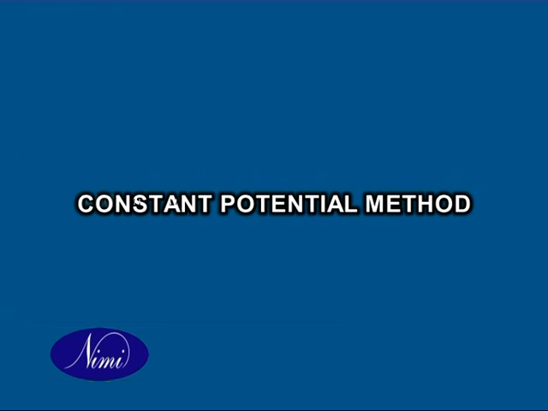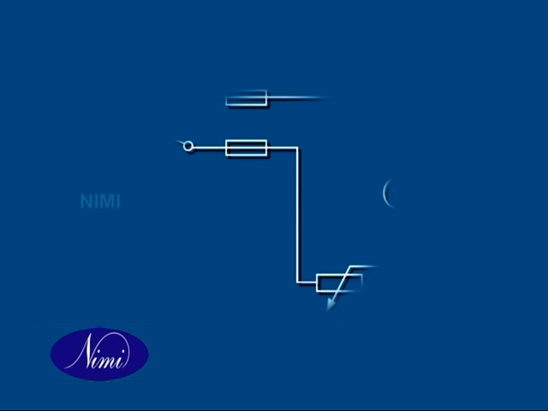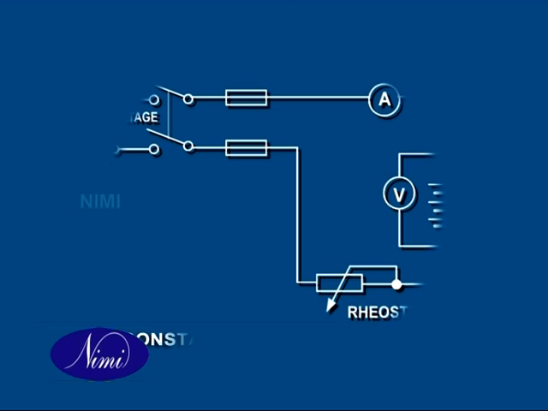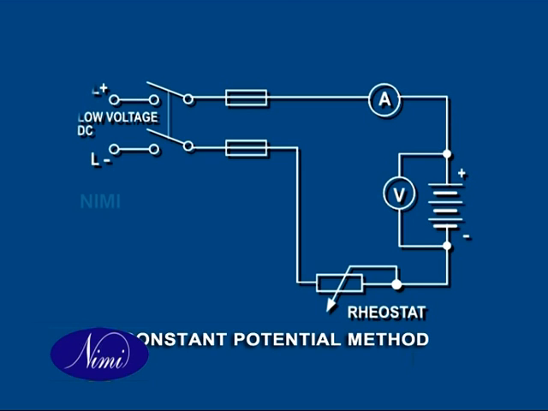Constant potential method. In this method, the voltage is maintained at a fixed value of about 2.3 volts per cell. The current decreases as the charging proceeds. A variable resistor is connected in series so that the voltage of the source could be varied. This method is used for charging batteries economically.